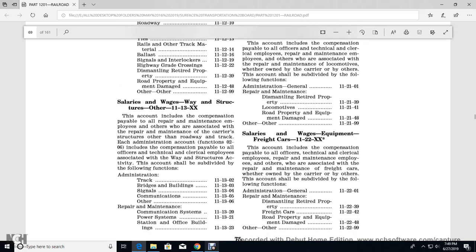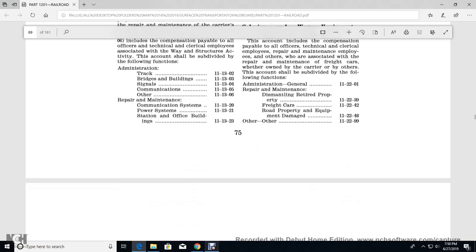car 1122 XX. This account will include the compensation payable to all of the technical, clerical, repair maintenance employees of the others associated with the repair maintenance of freight cars, whether owned or carried by other accounts. It shall be subdivided by the following functions: administrative, general, repair maintenance, dismantling, retired property, freight car, road property, equipment, other damage, and other.